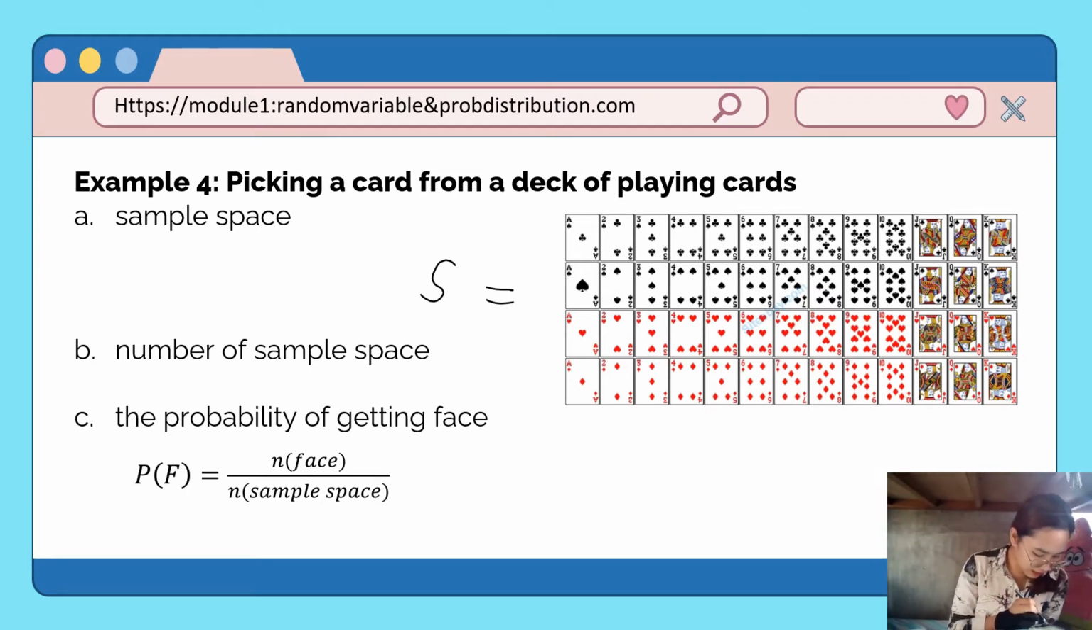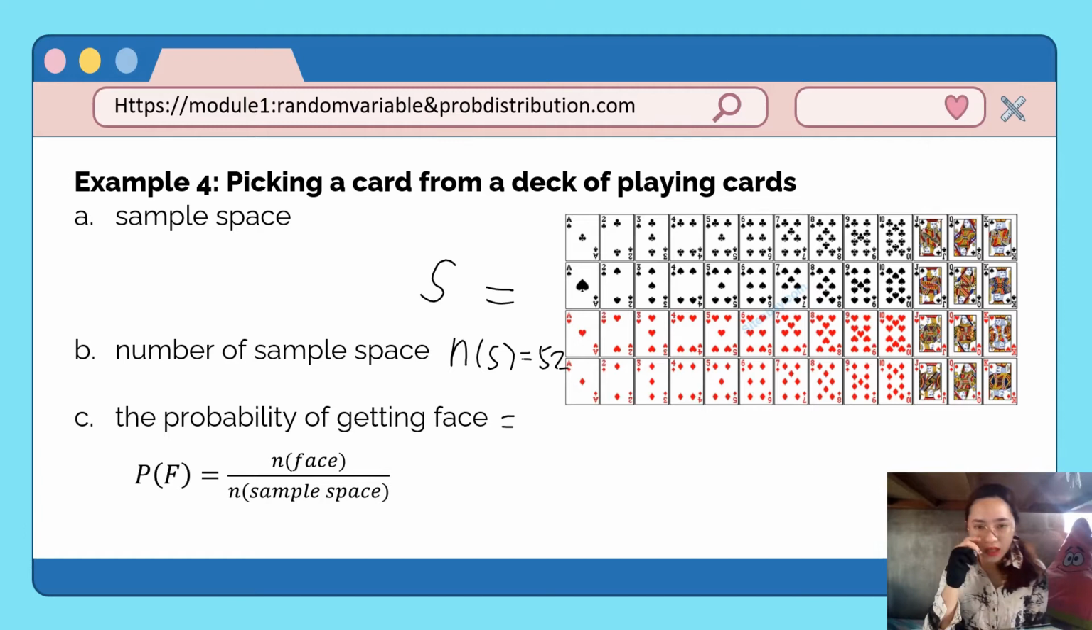Ilan lahat yan? 52 lahat yan. So, 13 times 4, di ba? That is 52 cards. Ang gusto nating malaman ay yung probability of getting face. Pag sinabi nating face, ito yung Jack, Queen, at saka King. Yan yung mga may face. Ilan yan lahat? 1, 2, 3 times 4, that is 12. So, 12 yung ating face.